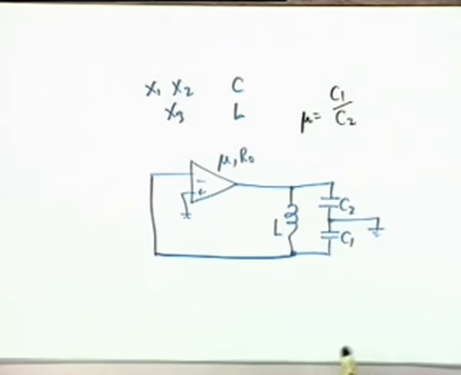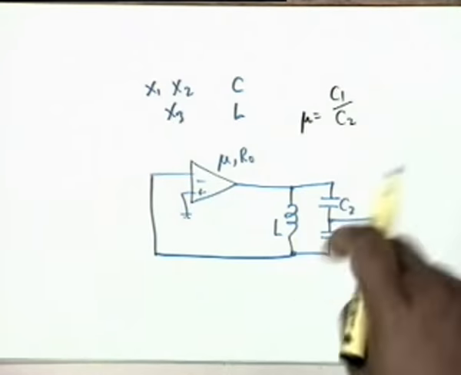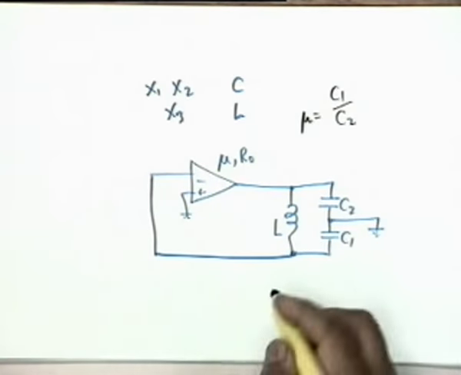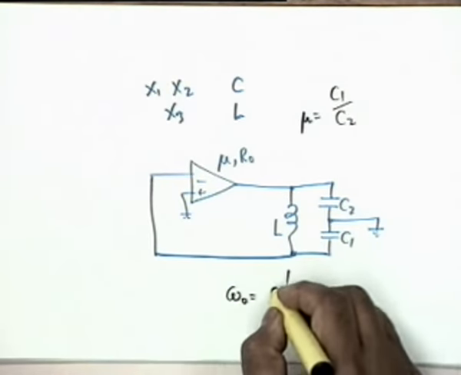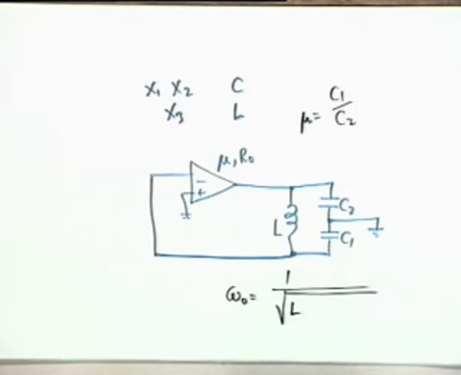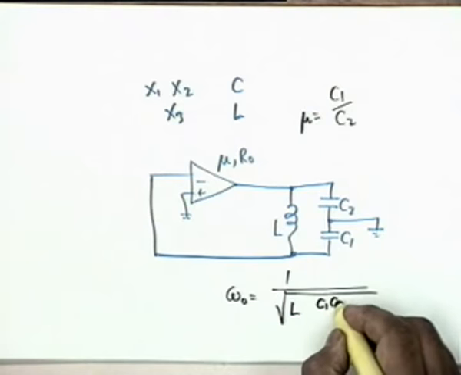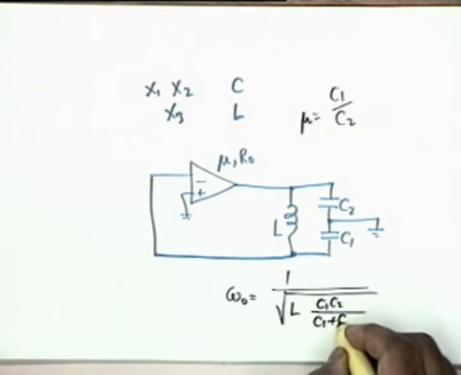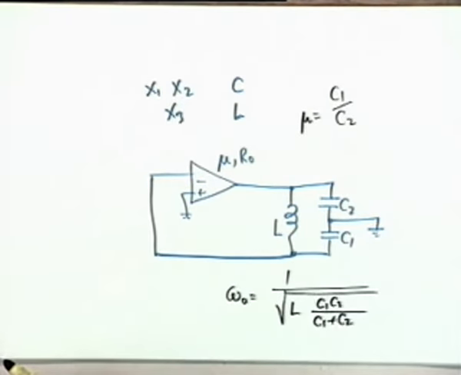C1 by C2, because the reactance is 1 by omega C. Okay, and what would be omega 0? Obviously 1 by square root of L, not C1 plus C2, but C1 C2 divided by C1 plus C2. That's right. Okay, everything by inspection.